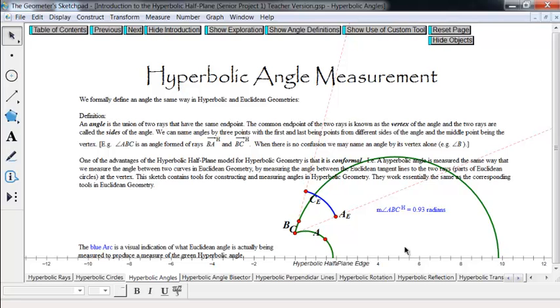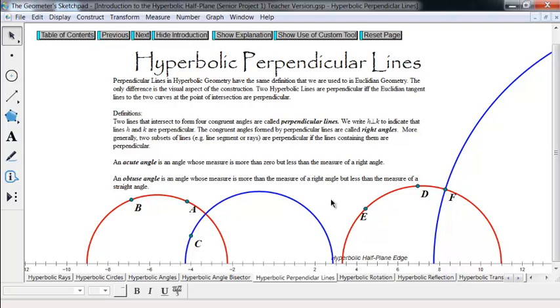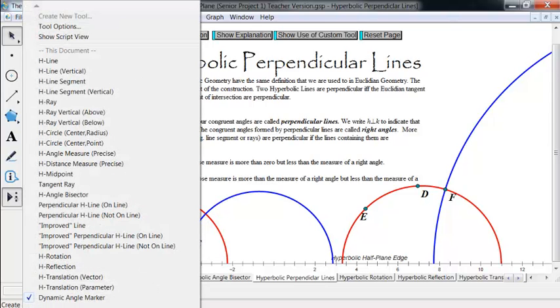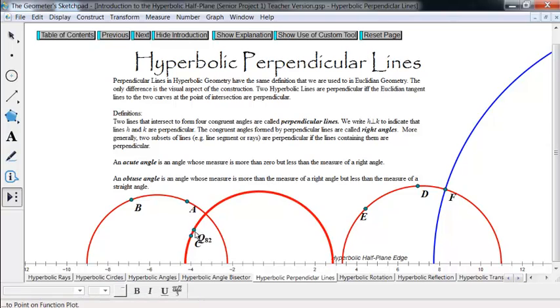Now, let's keep going here for just a second. When two lines meet, they form four angles here. And we do have a dynamic angle marker tool, which we can click here and this point of intersection in here, and here and here and here. And we have these two angles.